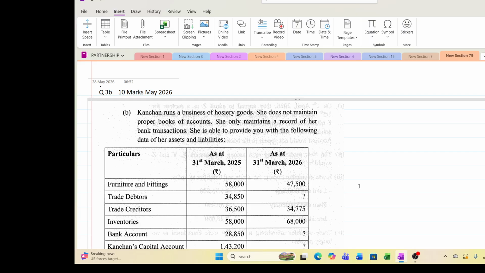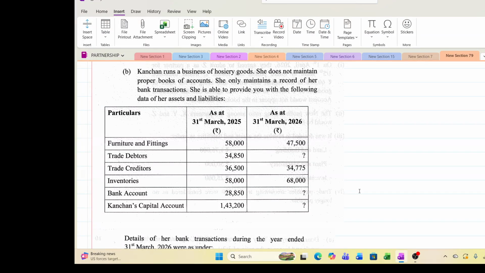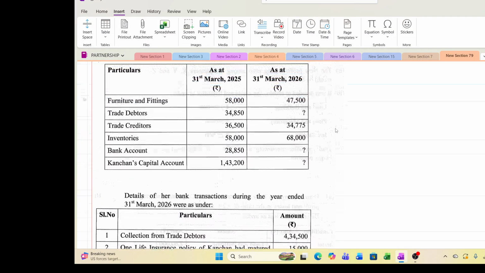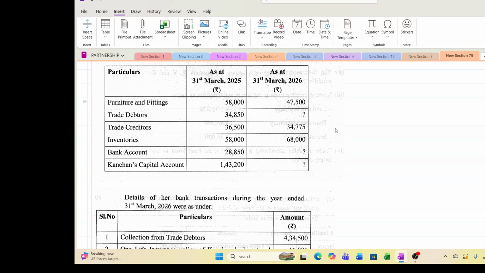Kanchan runs a business of hosiery and she does not maintain proper books of accounts. Now first of all in incomplete records, I have told in my earlier videos also, first you have to look for whether the capital of previous year is given or not. Yes, the opening capital is given. So there is no need of preparing an opening balance sheet.